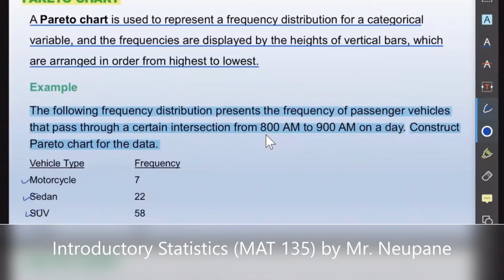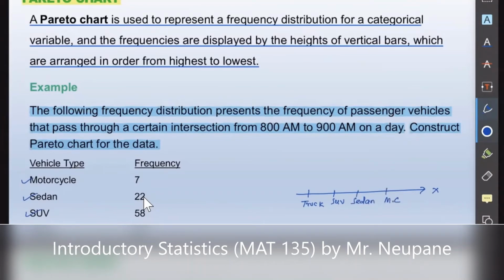So when you list the category along the x-axis, we must have the one with the highest frequency first. So here, which one has the highest frequency? The truck. Okay. So first we have truck. What is the next? SUV. Very good. What is the third? Sedan. Okay, and motorcycle. I'll write MC for motorcycle.